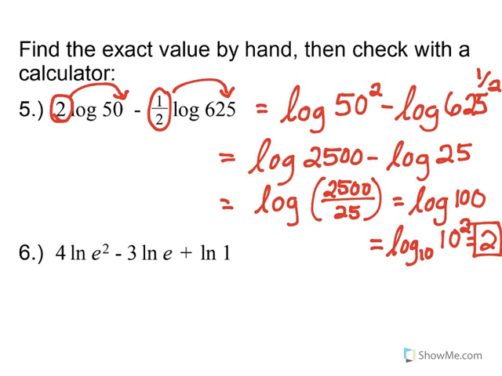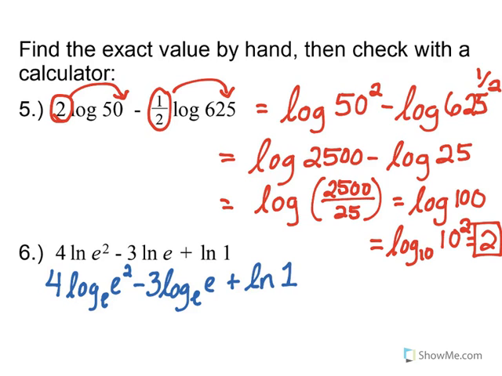Okay. For this second problem, problem number 6, we're looking at natural logs. Okay, and there's actually 2 ways you can do this. You can start by pulling in exponents and condensing that way, but we can also say, well, this is really just 4 log base e of e squared minus 3 log base e of e plus, and we already talked about natural log of 1. I'm just going to leave that natural log of 1 right there, okay?